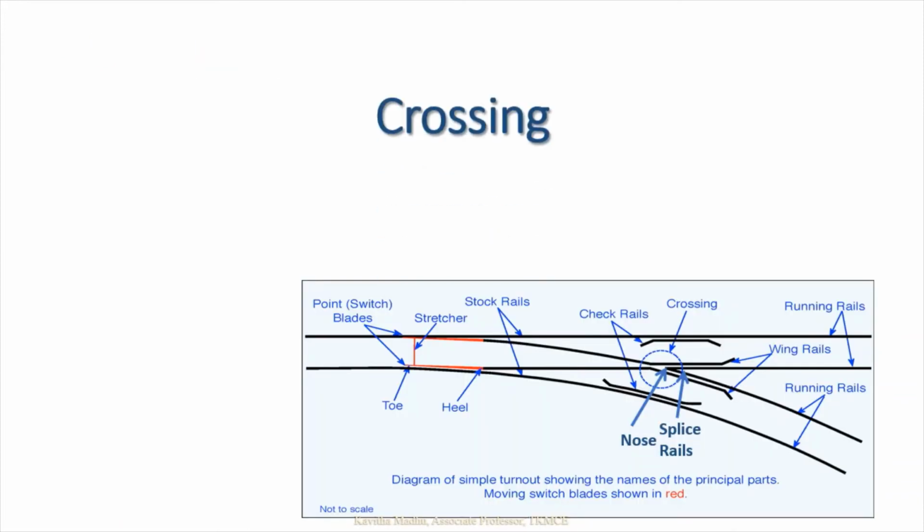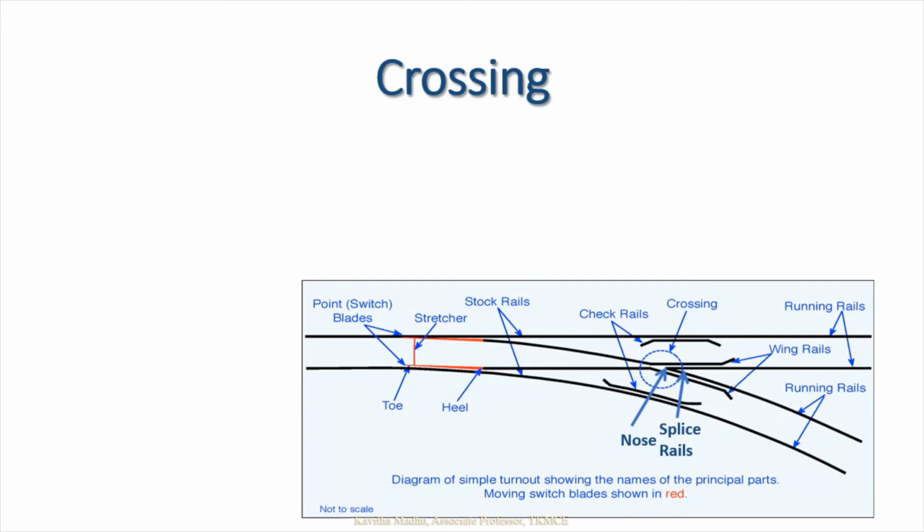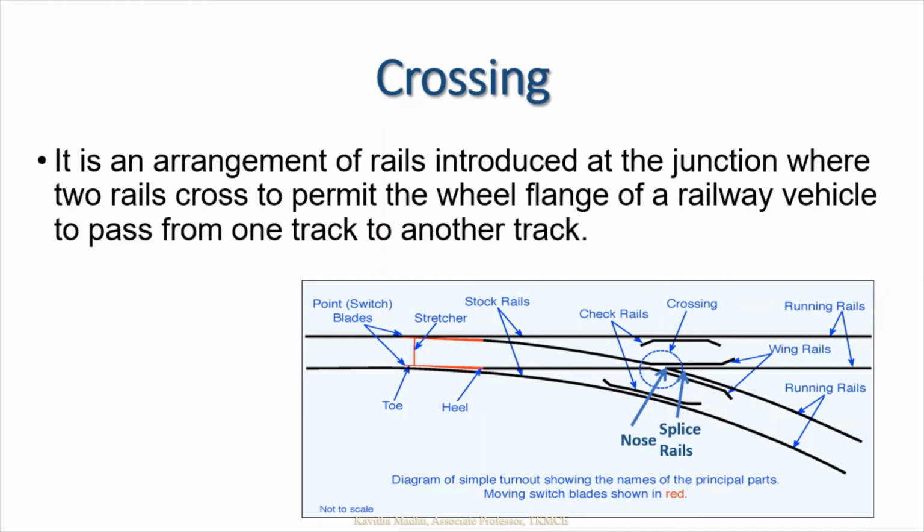Next is the crossing. Crossing is the fixed part of the turnout. I told you already, right? The switch is a moving part and the crossing is the fixed part, where there is an arrangement of rails introduced at the junction where 2 rails cross to permit the wheel flange of a railway vehicle to pass from one track to another. It's a fixed part. So let's see the details of this crossing.